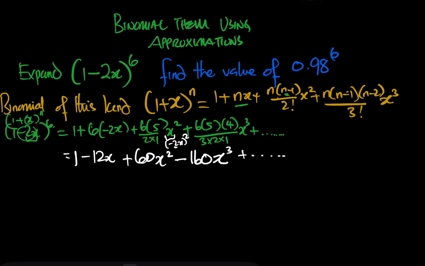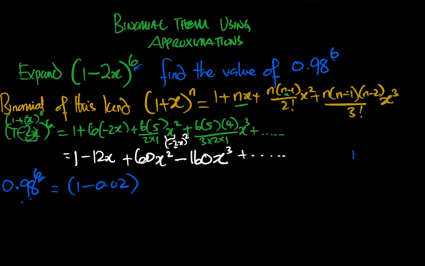However, we are being told to simplify 0.98 to the power of 6. Now, they all have the same exponent. But 0.98, how can we rewrite it in binomial form? We can write this as 1 minus 0.02. Can you see that? Because 1.00 minus 0.02, when you subtract, borrow 1, you get 0.98. So 0.98 to the power 6 can be rewritten as (1 - 0.02)^6.